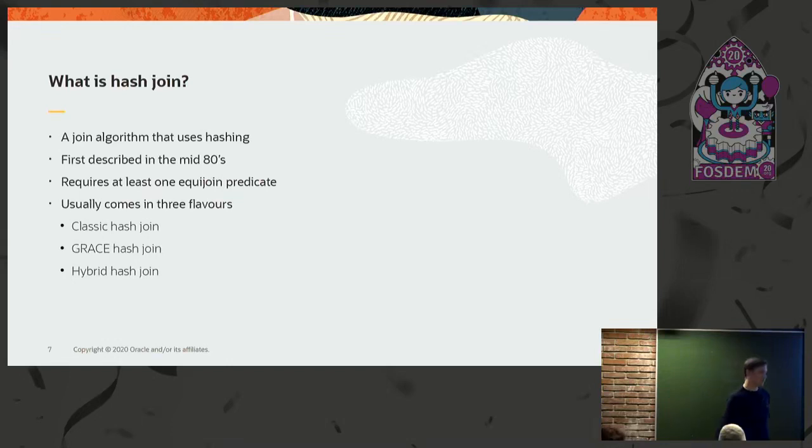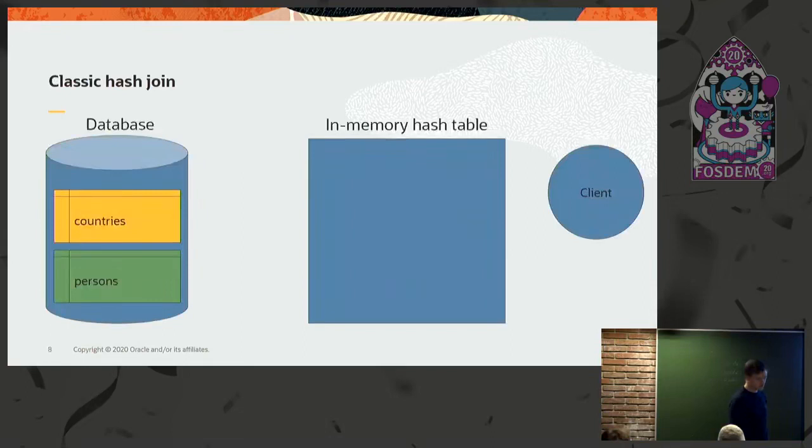And hash join usually comes in three different flavors. You have the classic hash join, you have the Grace hash join, and you have the hybrid hash join. Each of these builds on top of each other, adding a bit more complexity. You also have more exotic variants like a distributed hash join, but these are kind of the three basic hash join flavors. So I will go through each of them to explain how they work, in order for you to understand how hash join works in MySQL.